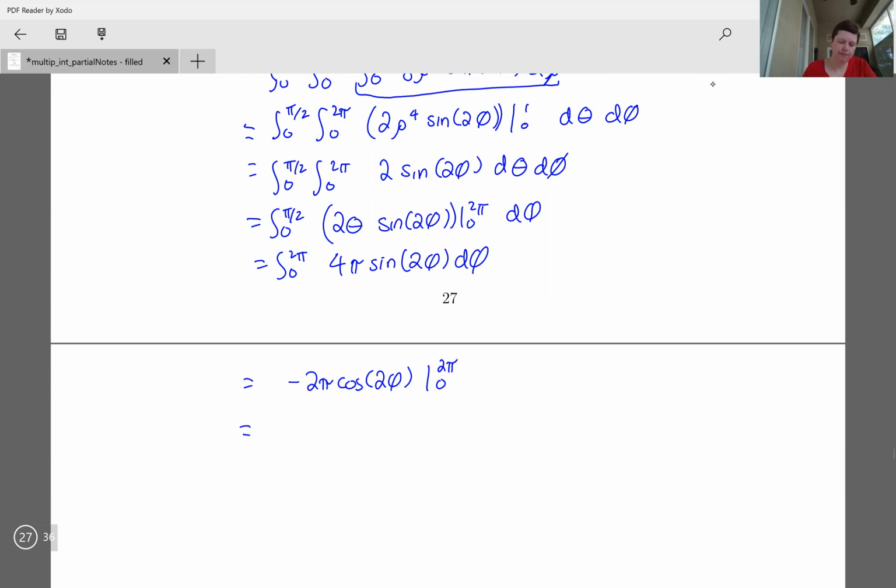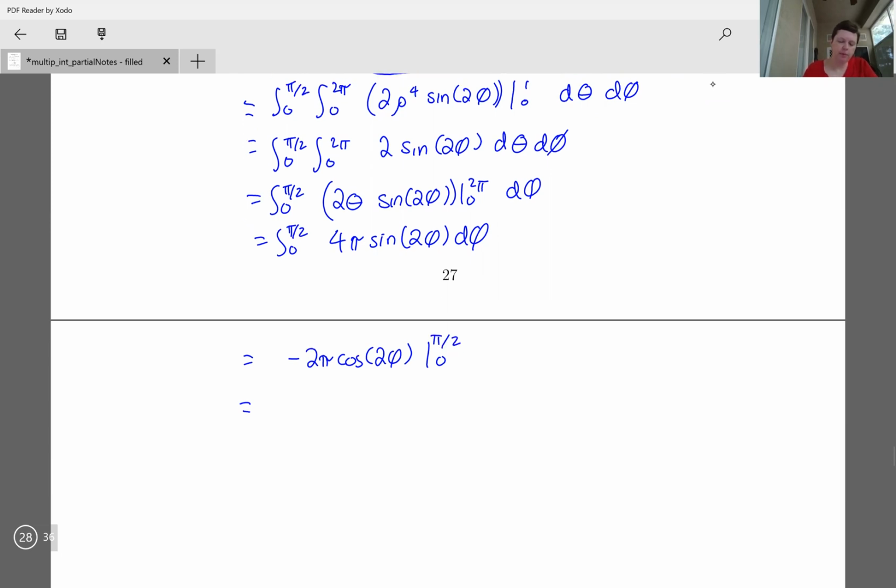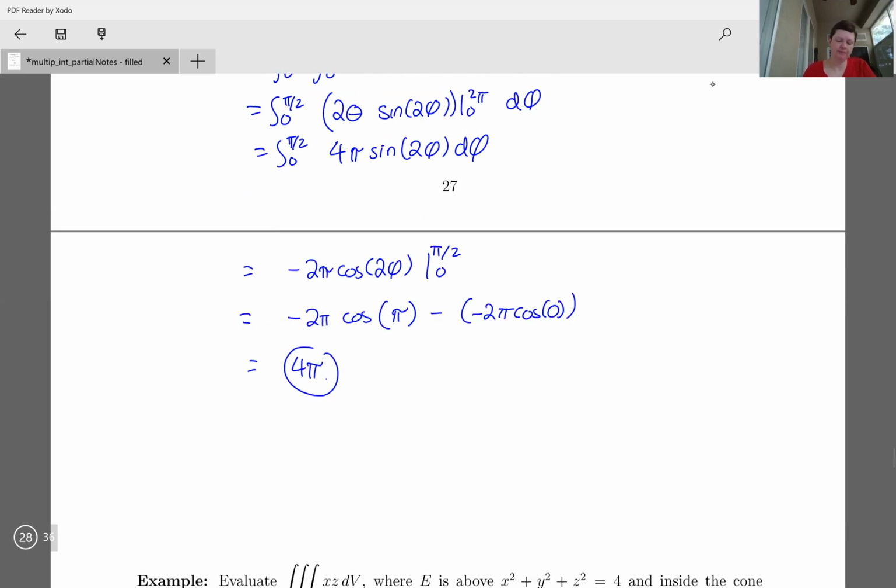So I really have something against that pi over 2, clearly, since I can't seem to copy it right from one line to the next. When I plug in the limits, I get negative 2 pi. So you want to be careful here, right? That's going to give me cosine pi minus negative 2 pi cosine of 0. So that's 2 pi minus a negative 2 pi, which is also known as 4 pi. So just wanted to point out that you want to be careful there.